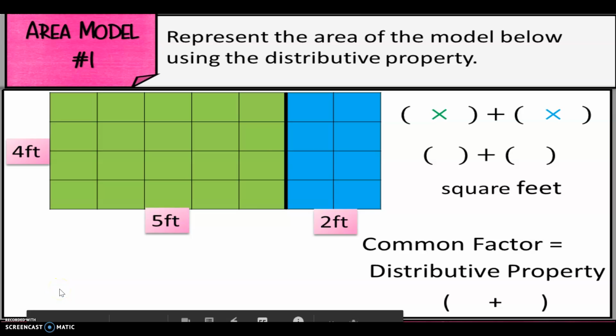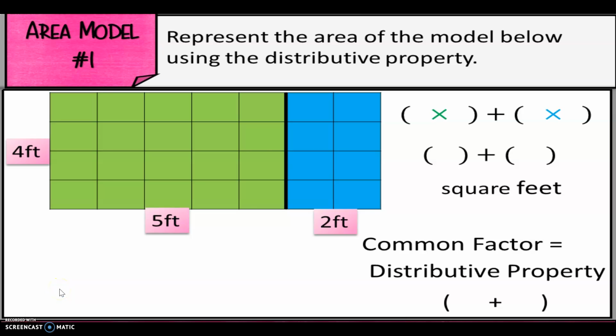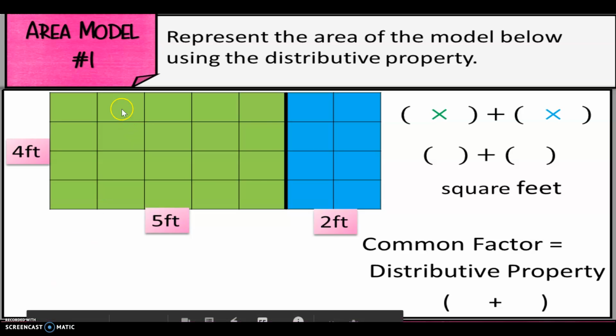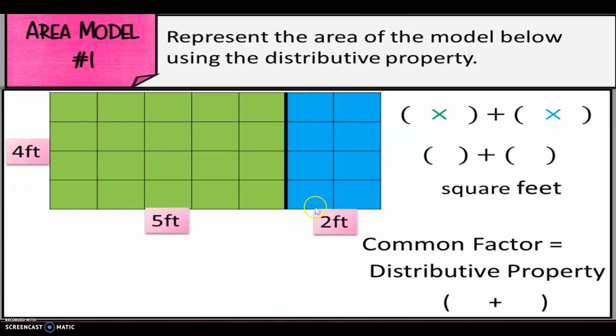Okay, on this slide, we're going to see a model that represents the area of distributive property. So we have this model here with this section of 4 feet and 5 feet. And then we have this section, the blue section, which is also, because if this side is 4 feet, we can say that this side is also 4 feet. And this side is 2 feet.